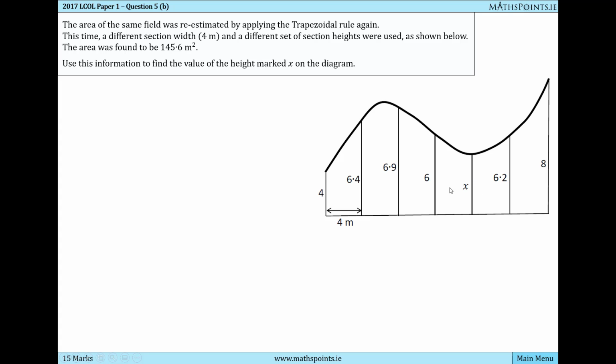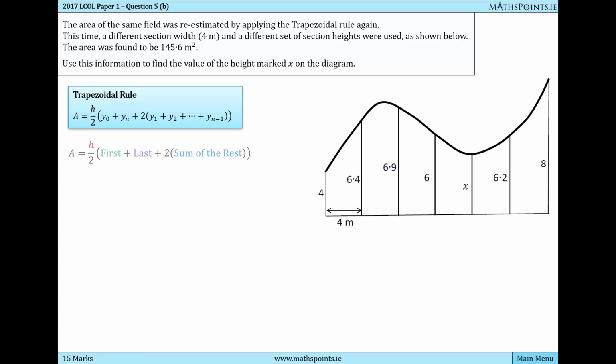The first thing I'd do is have a look at it and just give an estimate of it myself, so that when I get an answer in a minute, I can check if that's reasonable. So it's clearly less than the 6 and the 6.2 either side, and it looks to be a little more than the 4. So some answer between 4 and 6 seems to be reasonable. So we write down the trapezoidal rule again, taken from our tables. And again, it's useful to learn this formula in words: h over 2, the first plus the last plus 2 times the rest.